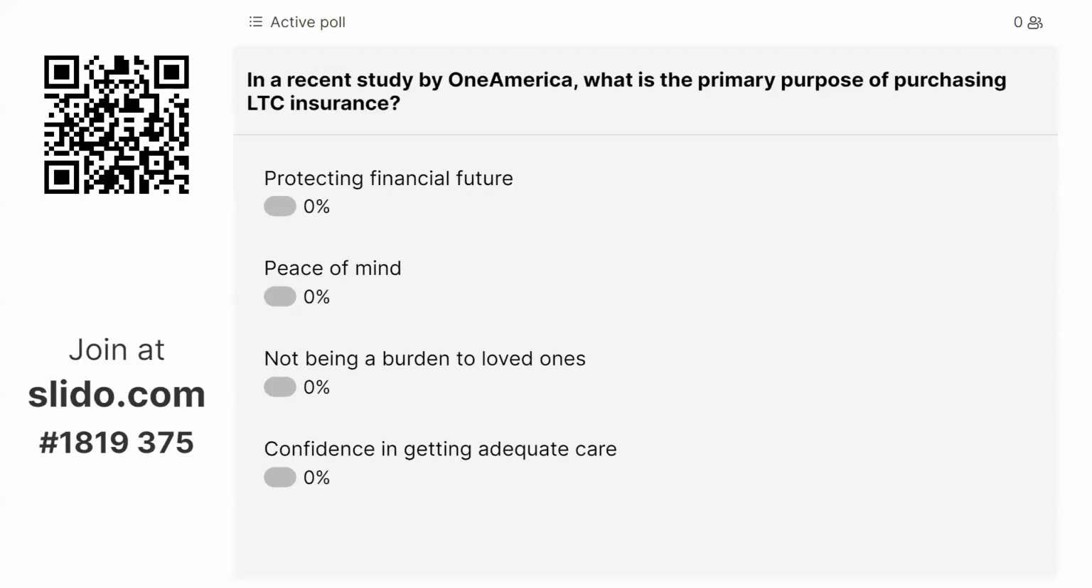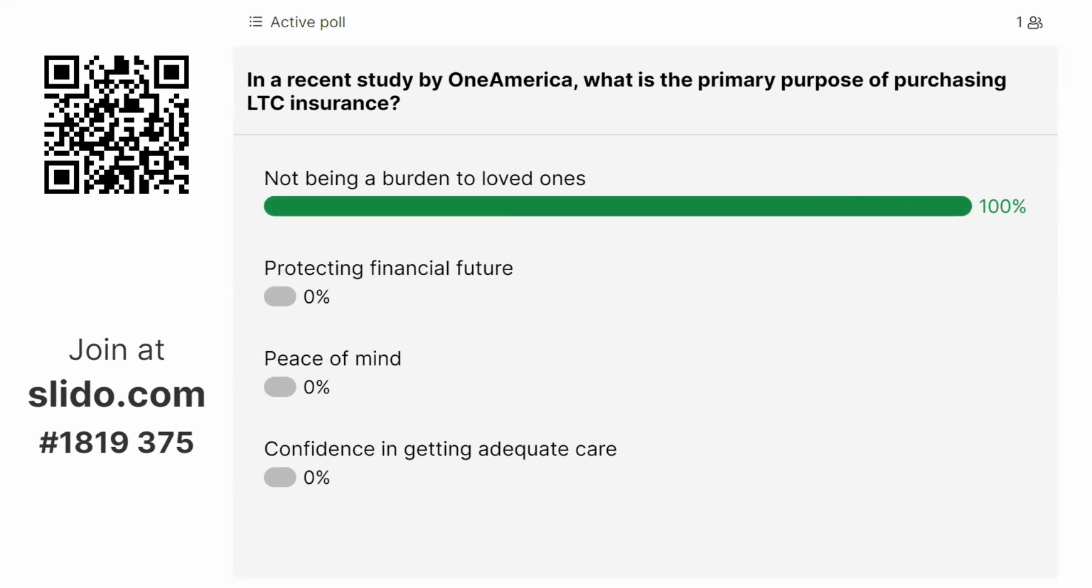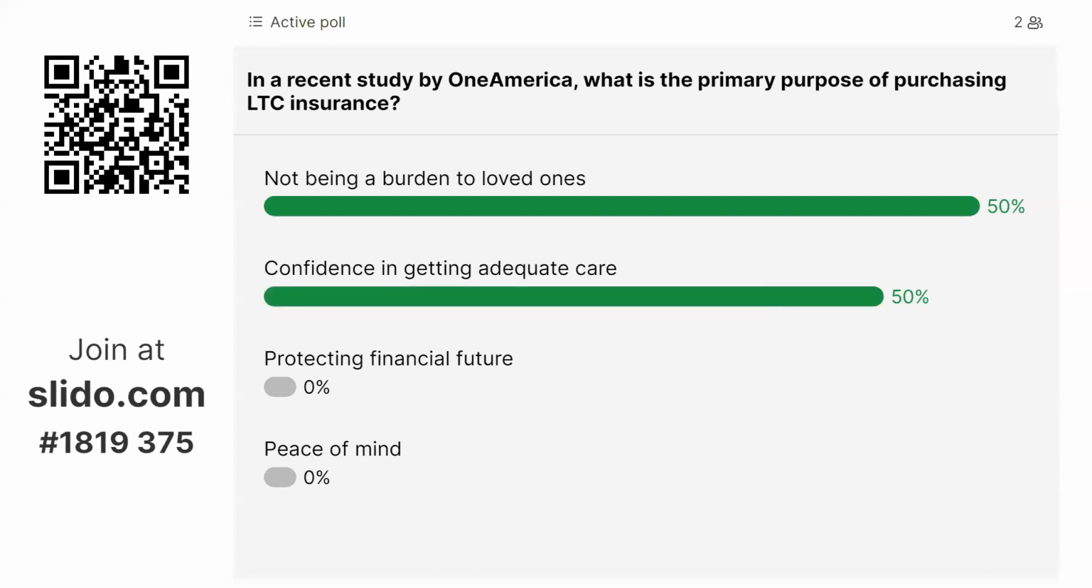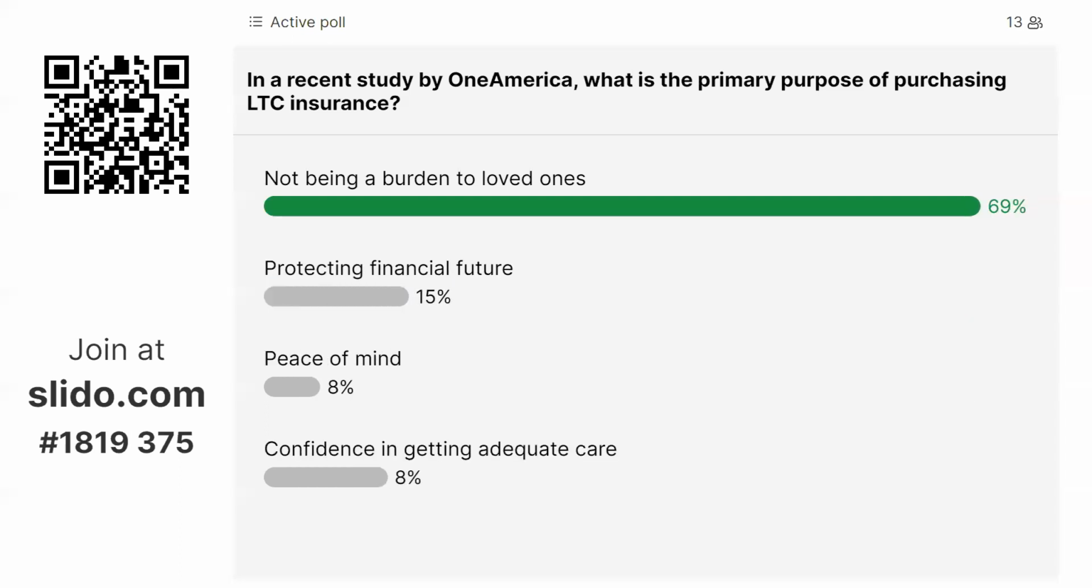So next in our poll, in a recent study by One America, the one I've referenced with Hanover, what is the primary purpose of purchasing long-term care insurance? And this is from the client perspective. So it's them purchasing it. It's not necessarily from a financial planner. And we can see the answer is kind of shifting.